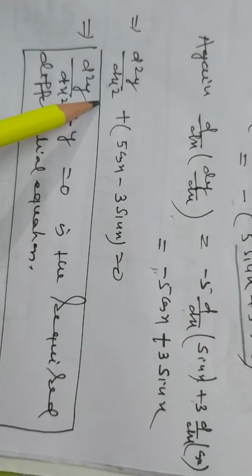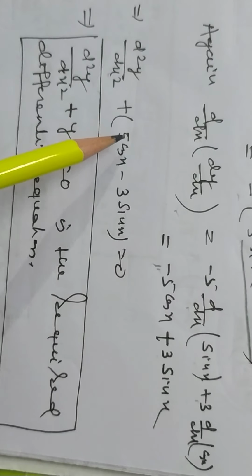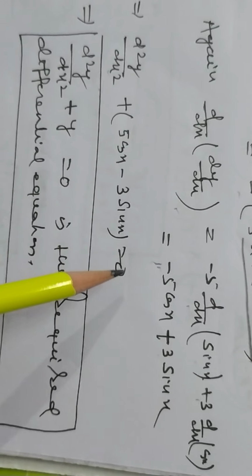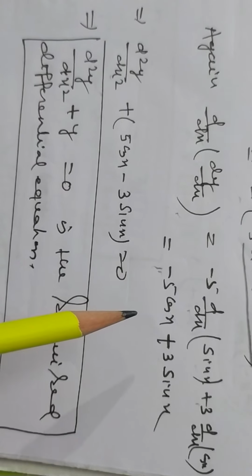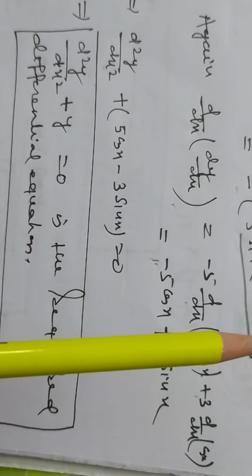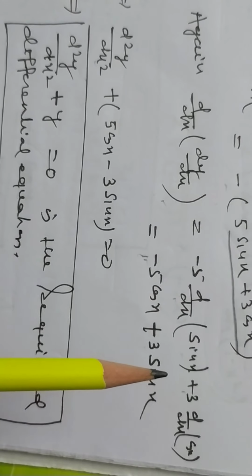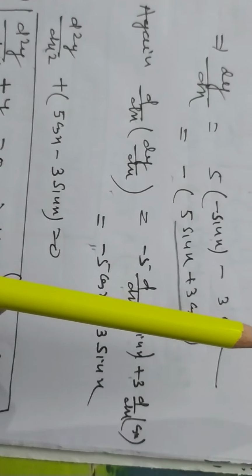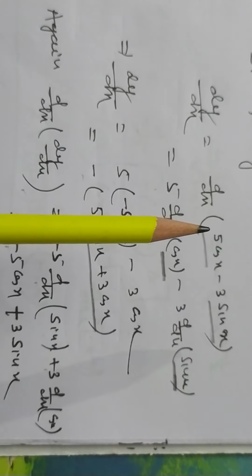So d2y by dx square is equal to minus, within the bracket, 5 cos x minus 3 sin x, that is minus y. In this way, d2y by dx square plus y is equal to 0, which is the required differential equation.